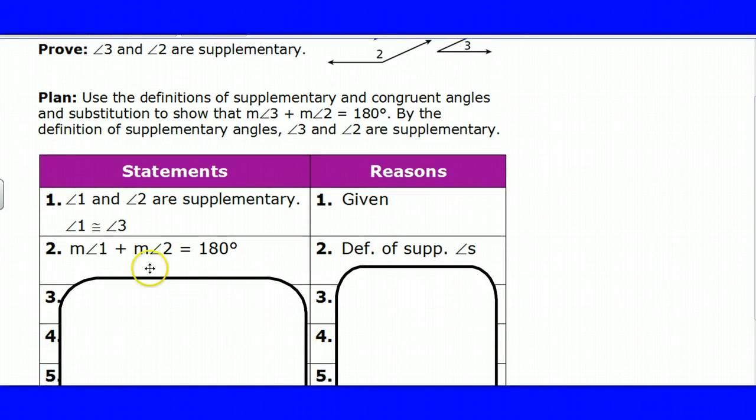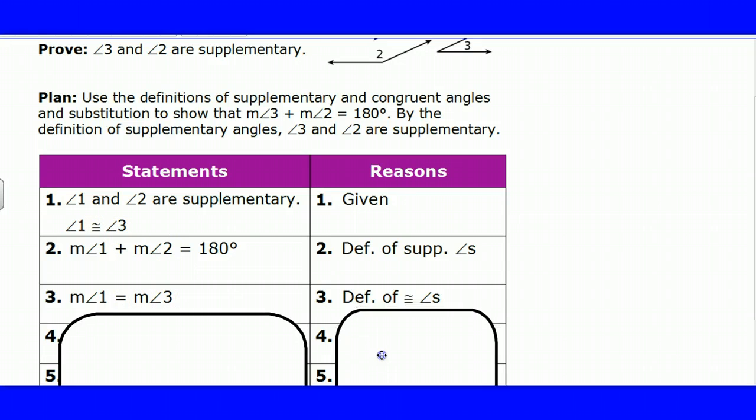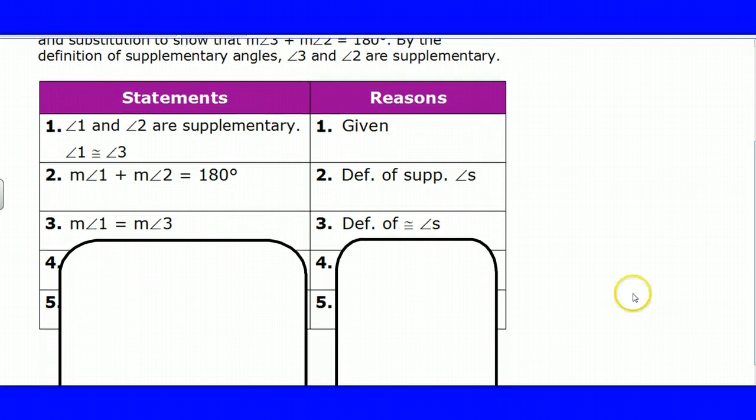Next step. We know that angle 1 and angle 3 are congruent, so what can we say there? We can say that they are equal, right? So again, we're just using the given information to establish what we have here, and that is they are equal because they are congruent, so that goes to our definition of congruent angles. Okay, if that's true, let's look at steps 2 and 3. How can we kind of combine what we have here?